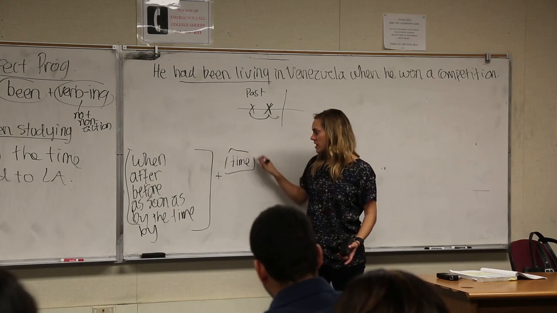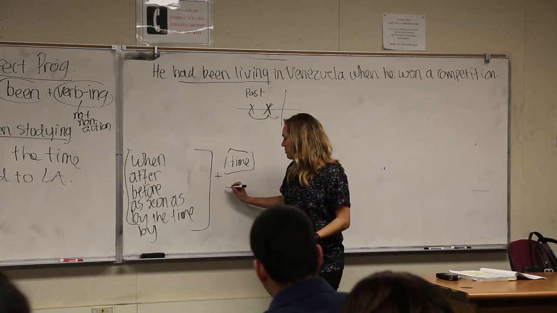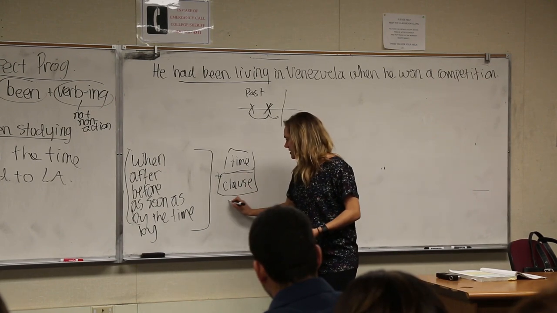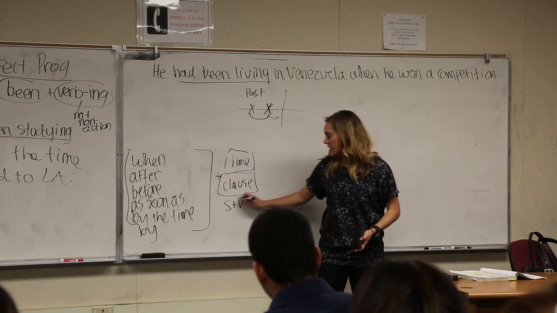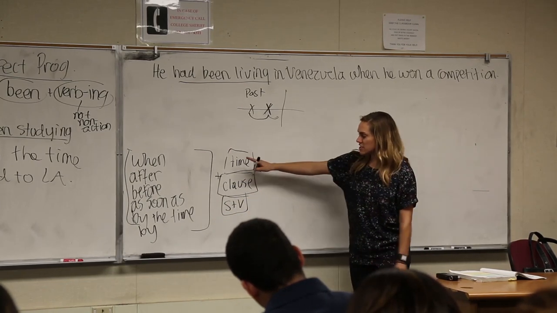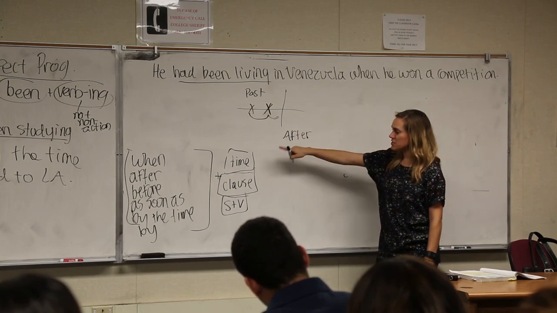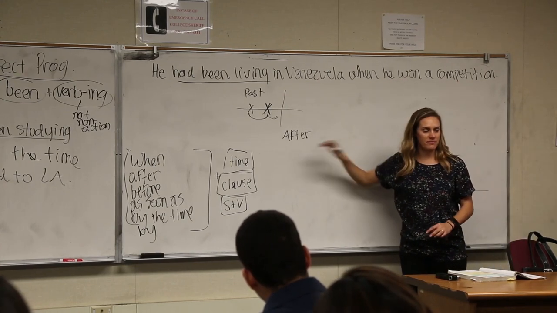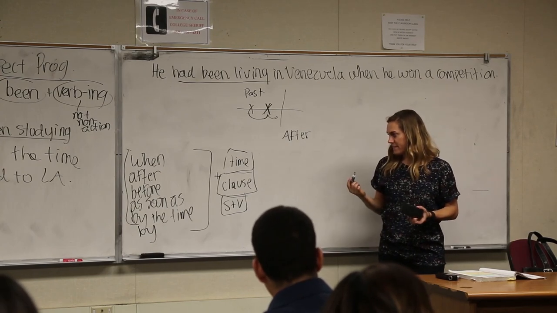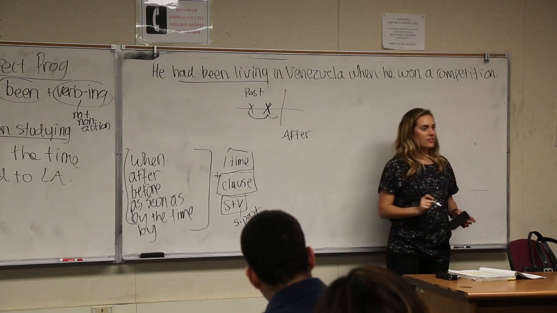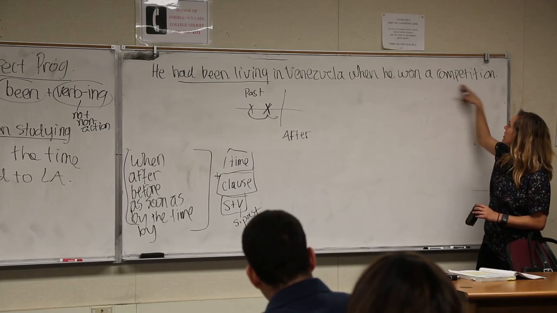So some of them you can use with the time, but all of them you can use with a clause, okay? A clause. Remember what a clause is? Yeah. That's subject plus verb. Okay? Subject plus verb. And it's not going to be a complete clause because this is a time word. Okay? So let's look at the example with after. Let's try to use the same exact sentence, but let's use after. And this verb's always going to be the simple past. Good, thank you. Okay? So let's use this sentence with after. He had been living in Venezuela when he won a competition.